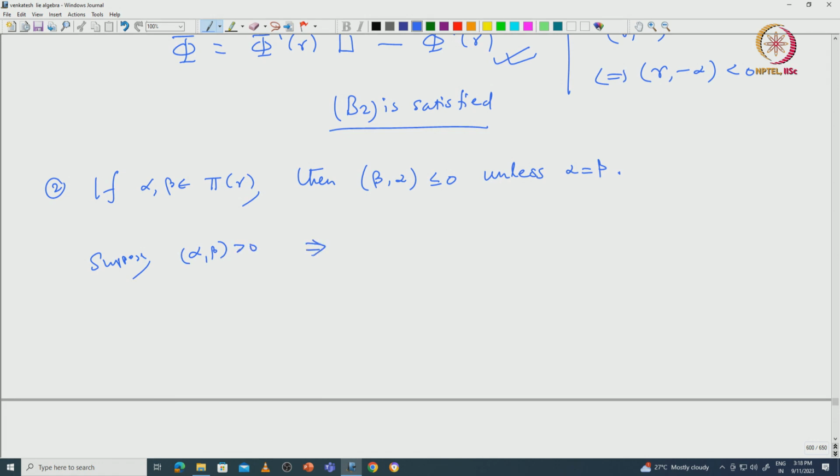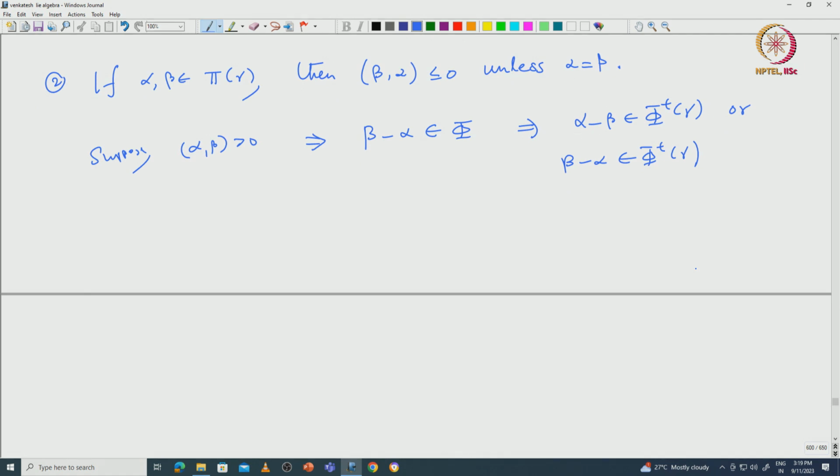Then, using the lemma that we proved in the earlier class, we can immediately conclude that beta minus alpha must be a root. If this is a root, then either beta minus alpha will be inside phi plus of gamma or alpha minus beta will be in phi plus of gamma. So, this implies that either alpha minus beta is in phi plus of gamma or beta minus alpha is in phi plus of gamma. But in both cases we will get a contradiction, as follows.